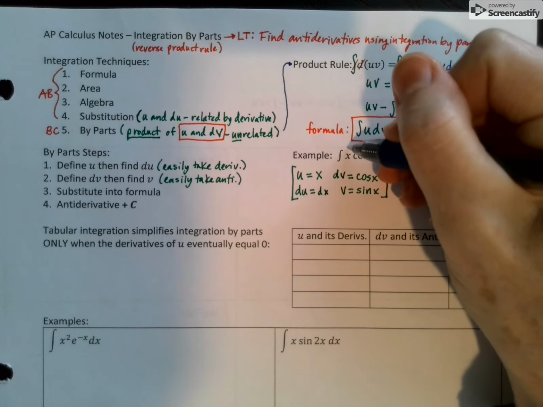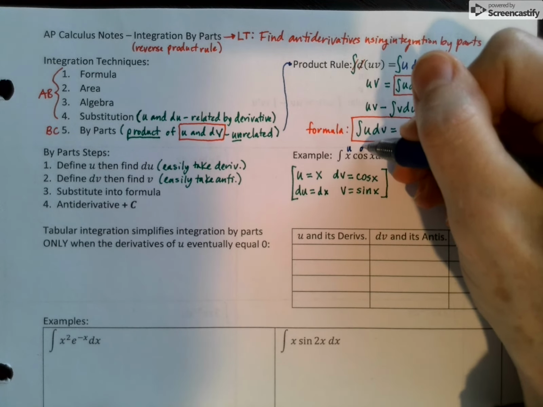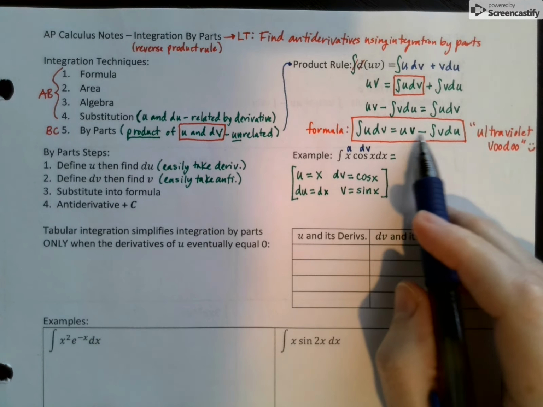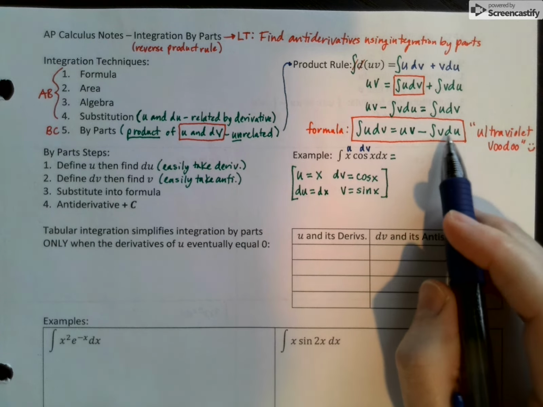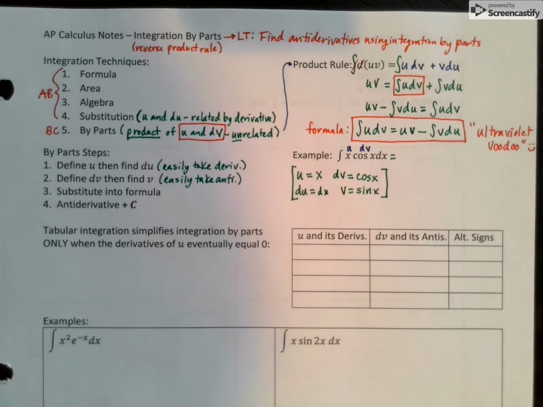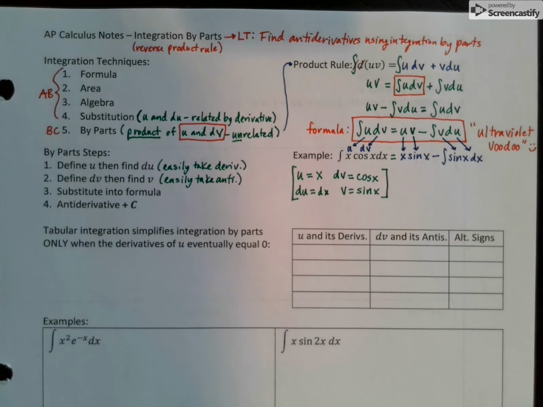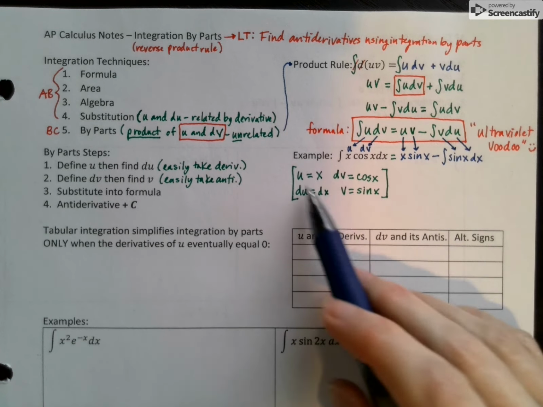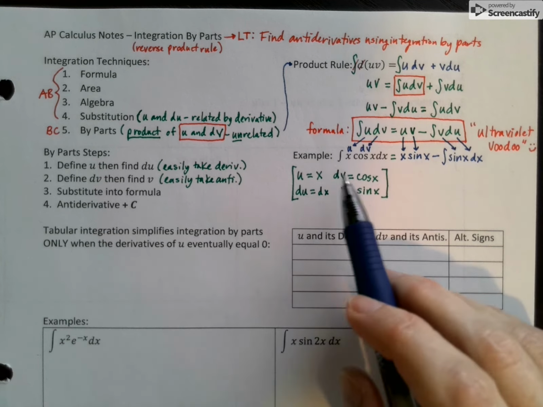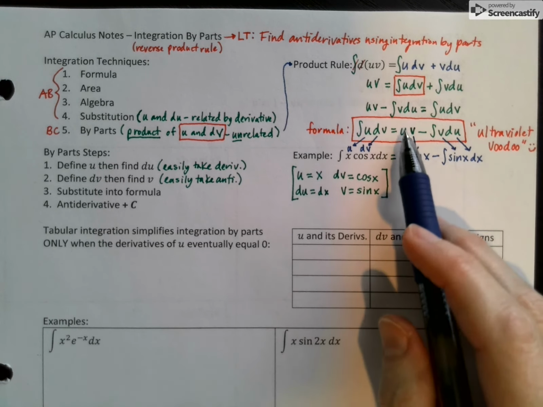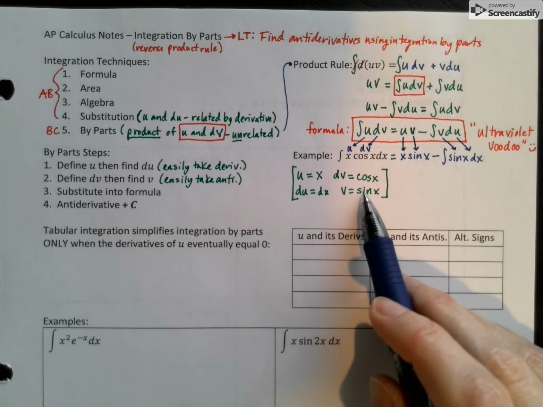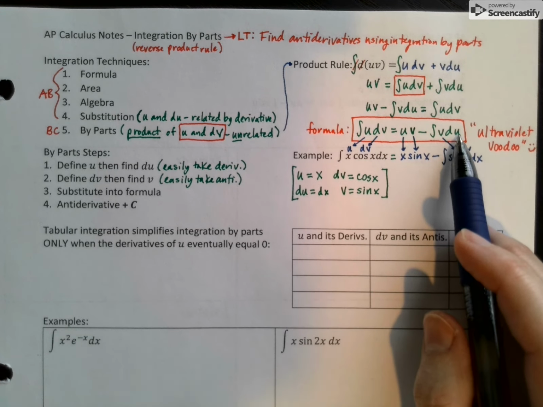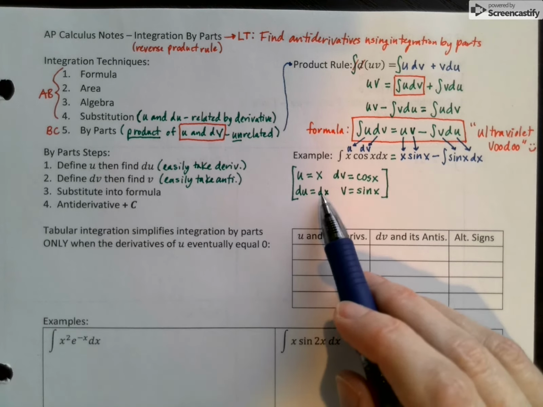And remember that our x was u and our cosine x was dv. So we've just got to come up with an expression for uv minus the integral of v du. I thought using these arrows right from the formula might help us see that we're just going to pull these values from our setup that we already figured out. So u times v ends up being x times sine x minus the integral of v times du, which is the sine x times dx.